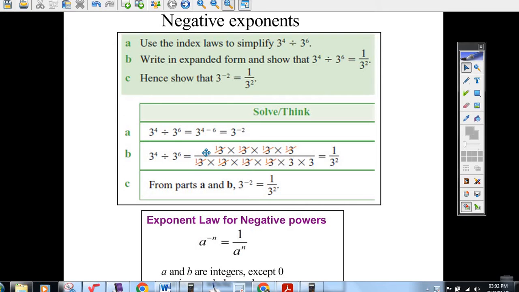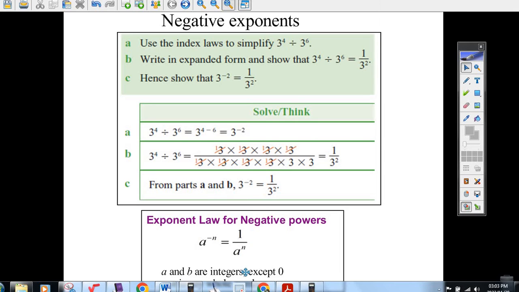Well, let's just look at what it looks like with numbers. 3 multiplied by itself 4 times over 3 multiplied by itself 6 times. 3 to the 4th divided by 3 to the 6th. Well, we know that 3 times 3 times 3 times 3 divided by 3 times 3 times 3 times 3 just equals 1. That's why there's a 1 there. All those four 3's cancel, and you're left with 3 times 3 in the bottom, 3 squared. Well, that means that 3 to the minus 2 and 1 over 3 squared must be the same thing.